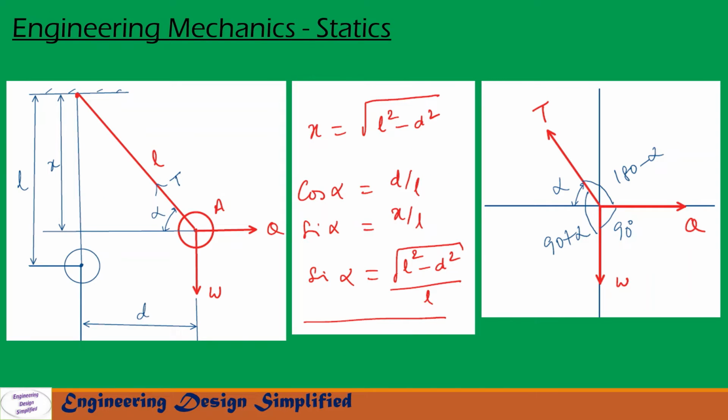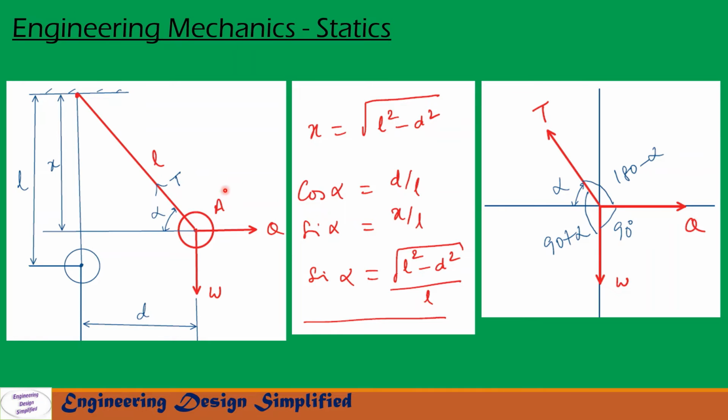Now let us see the geometry. Here we form a right angle triangle. This side is X, this side is D and this side is L. The angle is alpha. From this right angle triangle we can write X equal to square root of L square minus D square, and cos alpha equal to D by L and sin alpha equal to X by L. Since X equal to square root of L square minus D square, let us substitute that in place of X here. So we get sin alpha equal to square root of L square minus D square by L.